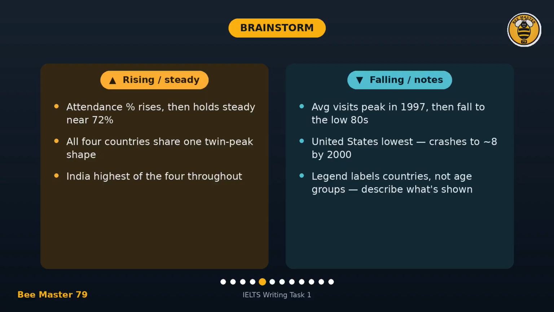Before writing, let's brainstorm. On the rising side, attendance climbs and then levels off. Every country shares the same twin peak shape, and India is highest throughout. On the falling side, average visits peak in 97 and then drop, and the United States is lowest, crashing to about 8 by 2000. One honest note: the legend labels countries, not age groups, so we simply describe what the data actually shows.